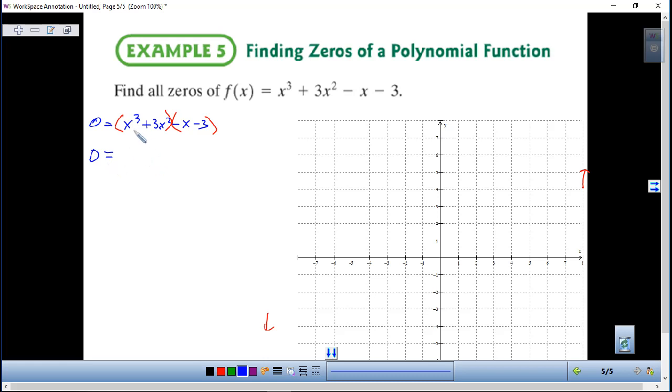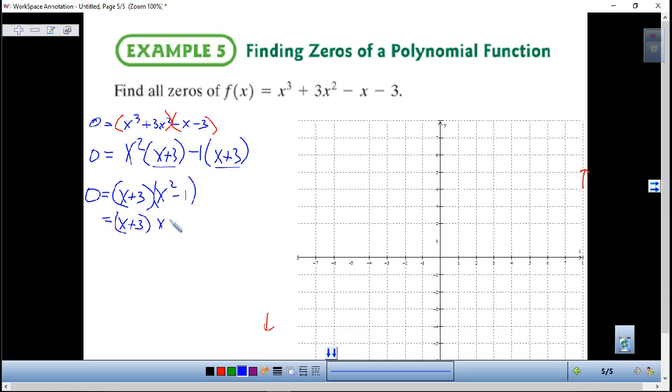So we got 0 is equal to x squared times x plus 3. We take out a -1 over here, we're going to get -1 times x plus 3. Remembering these are the common factor that we're factoring out. So we end up with x plus 3 times x squared minus 1 equals 0. So now we can continue factoring this thing. We've got x plus 3, the difference of squares factors to x plus 1, x minus 1. And we can go ahead and plot our zeros there.